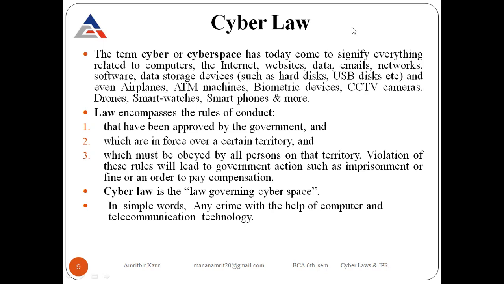Then what is law? We can say rules, but which types of rules? So law includes rules of conduct that have been approved by government. So first one is law: rules approved by government, maintained by government, which are in force over a certain territory.